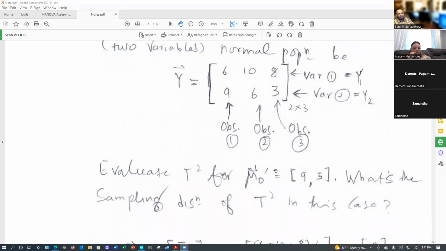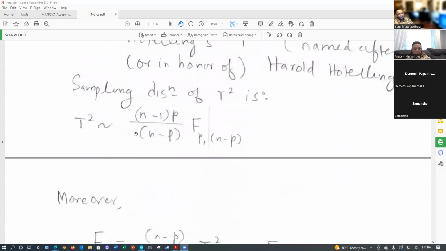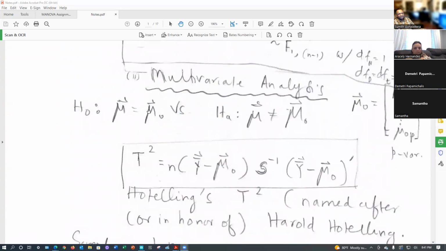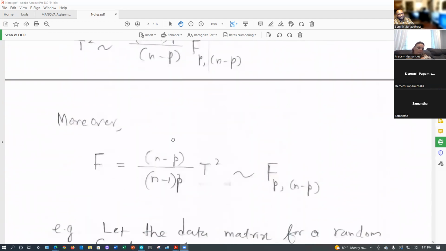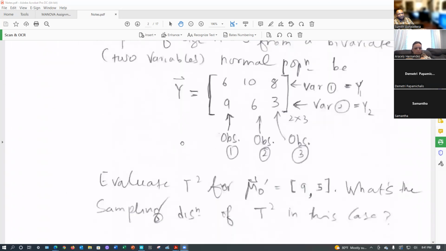See, this one has been given. It has been given as a vector. The vector has been given in transposed form because it's now a row vector, but it has to be a column vector. That's the sampling distribution of T squared in this case.